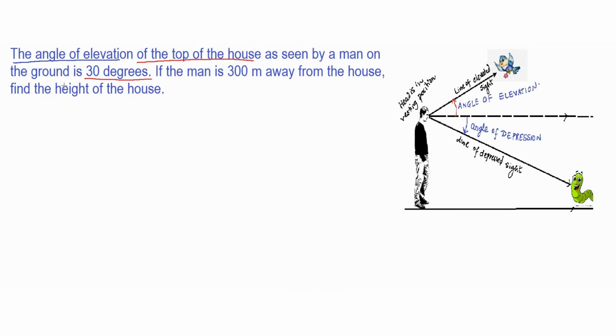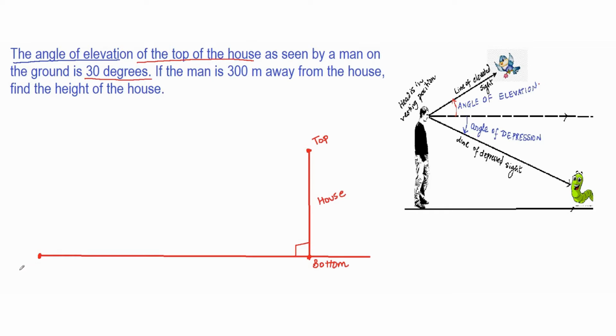So if I were to just think about this particular sentence, there is a flat ground, there is a house, so all objects will be considered as vertical, right? And it's given, so this is the house, let us label this house. It is given that the angle of elevation of the top of the house, so this is basically the top of the house and this particular point is the bottom of the house. The house is perpendicular to the ground, as seen by a man on the ground. So this is the man who is standing on the ground.